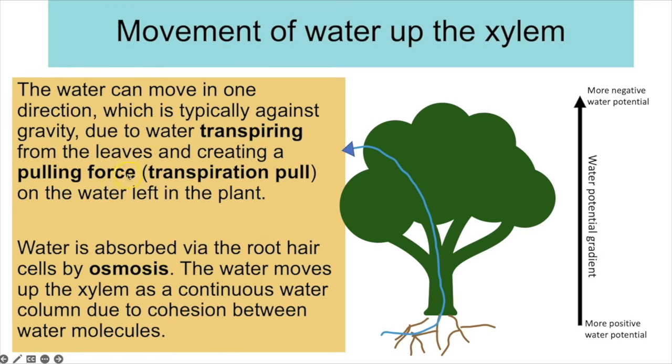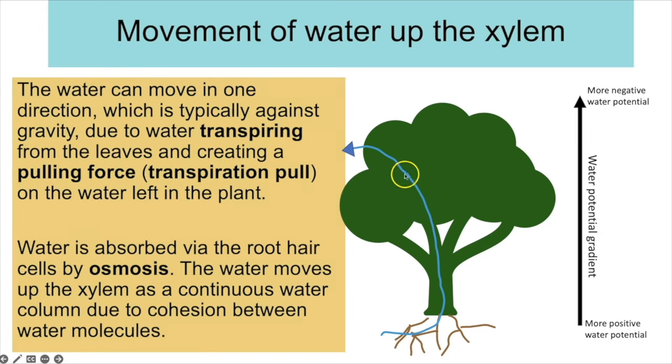So the water can move in one direction only through the xylem, which is typically against gravity, so going upwards, and that's due to the transpiring water from the leaves, which creates this pulling force from where the water is being lost. This is often known as transpirational pull or transpiration pull. Water is absorbed by the root hair cells by osmosis, and that water then moves up the xylem within the stem, or in this picture it's up the trunk, and you get this continuous water column.